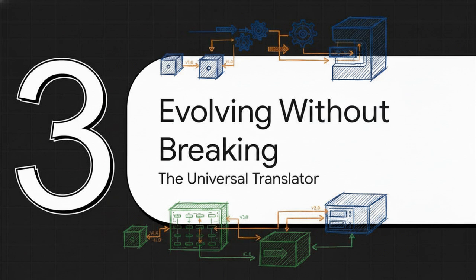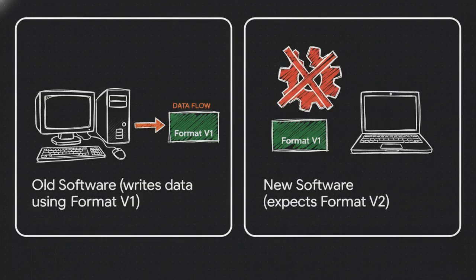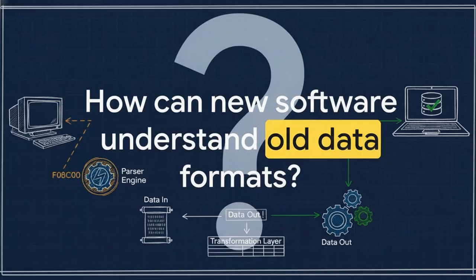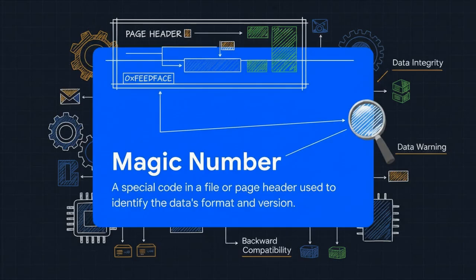Awesome. But what about that second problem? How do we evolve our software over time? Software is always changing, right? New features get added, things get improved, and sometimes that means the format of the data it writes also changes. This can create a total compatibility nightmare. So what's the fix? How can our shiny new software understand data that was written by its much, much older self? Well, the answer, once again, is hiding in that page header.